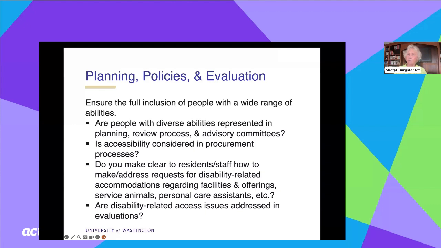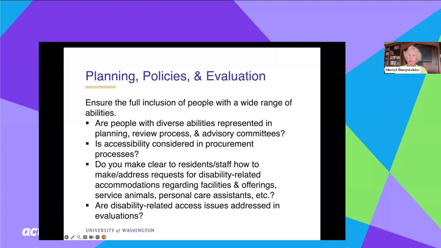Thinking about it ahead of time with the guidance from disability services, but also someone that maybe has a personal care assistant. What would that entail? What are things we need to think about? You don't have to have the answers, but it's important that you ask the questions and have some idea what might come up. And what are disability related access issues addressed in evaluations?